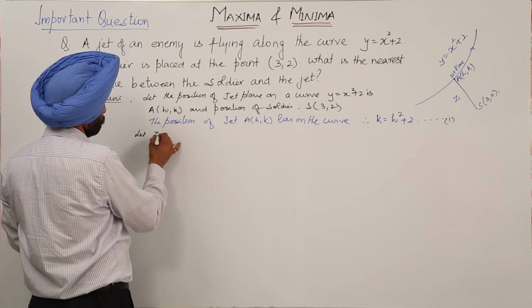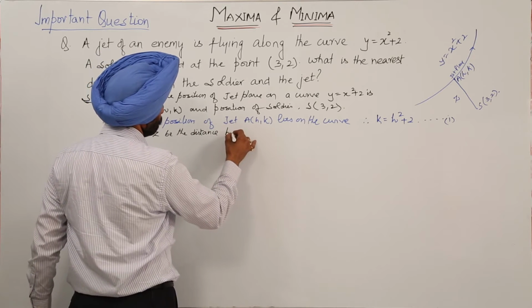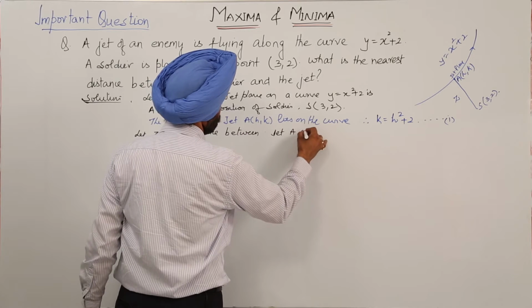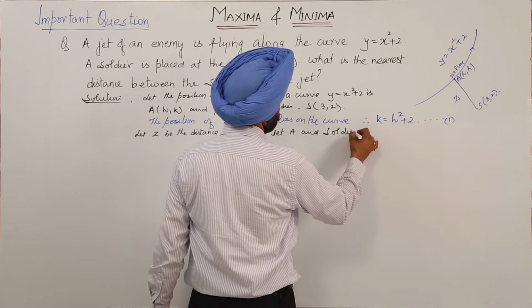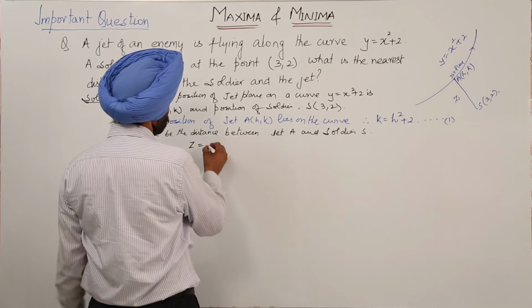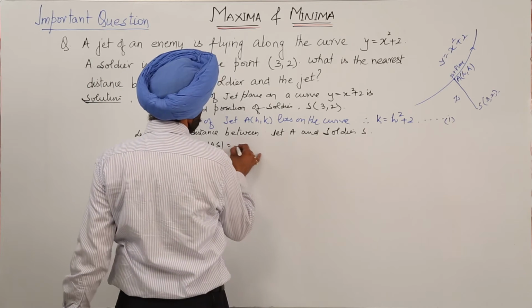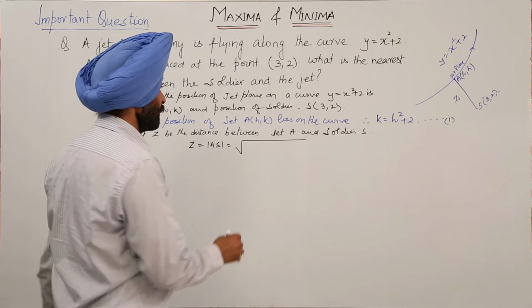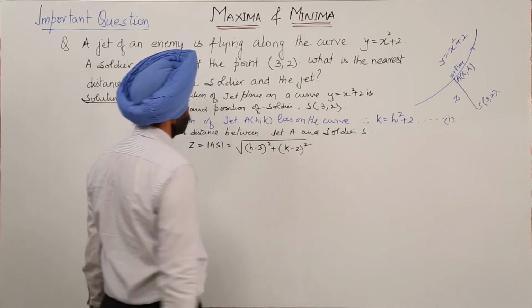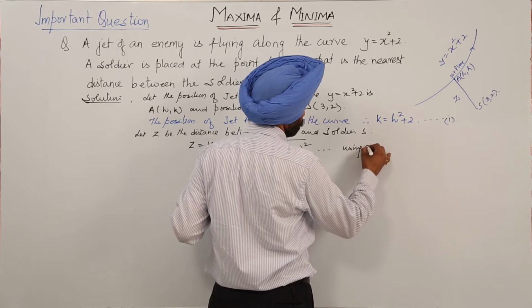Let z be the distance between jet A and soldier S. By the distance formula, we can write z is equal to AS, the distance between A and S. So z is equal to the square root of (h minus 3) whole square plus (k minus 2) whole square, because soldier S is (3, 2). So we have done it using the distance formula.